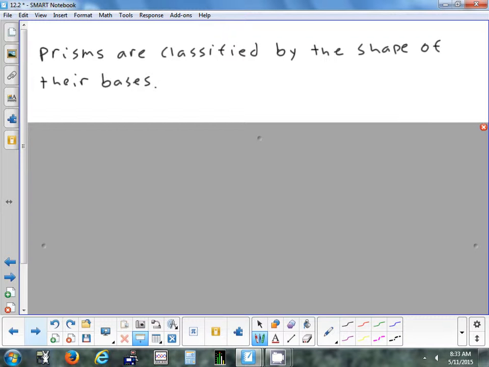Prisms are classified by their base. If the base is rectangular, it's called a rectangular prism. If the base is triangular, triangular prism. If the base is a hexagon, hexagonal prism. Whatever the shape of the base is, that's how you classify it.